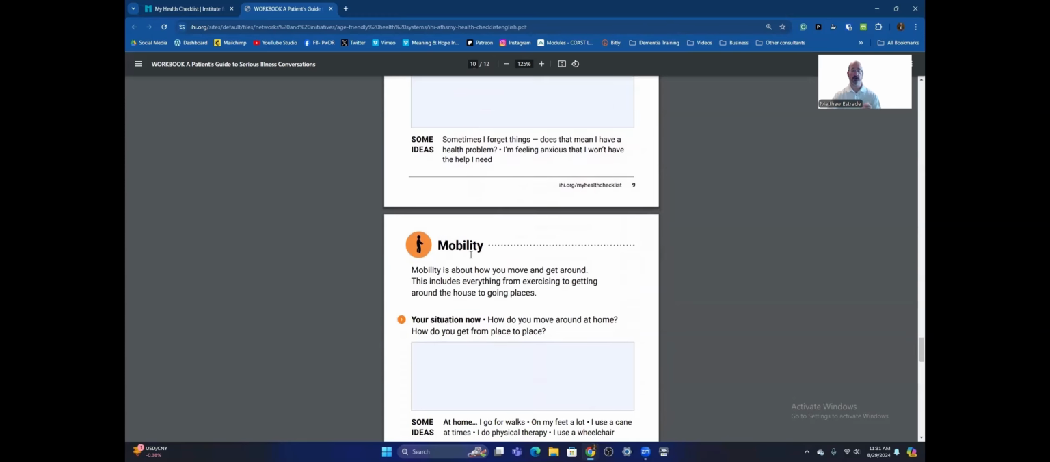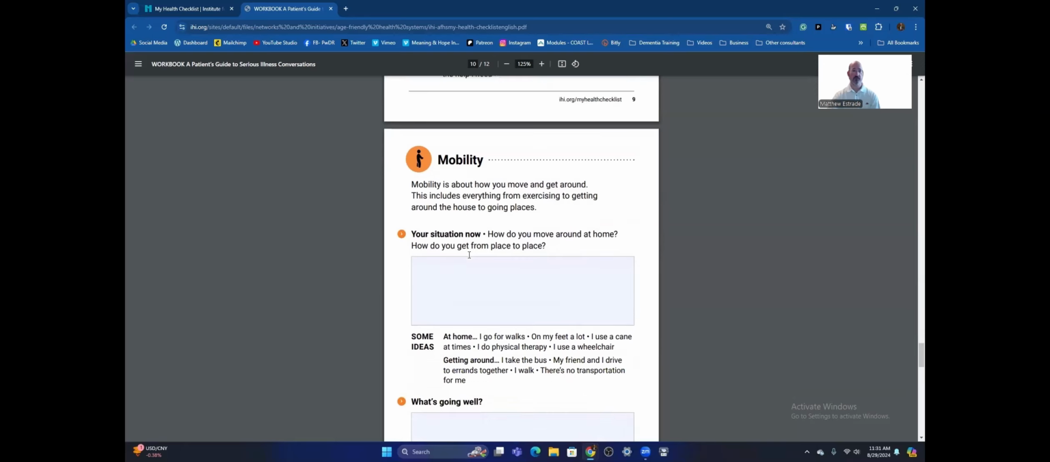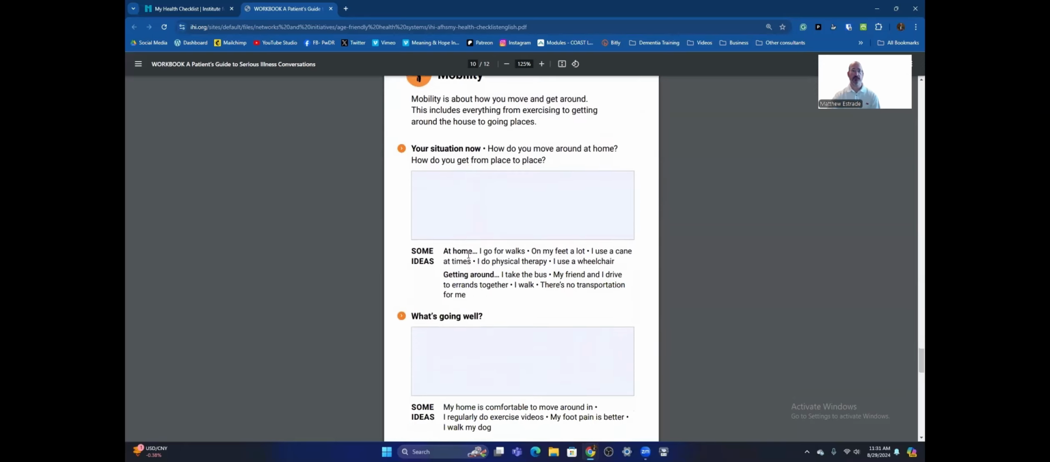All right, so we've done what matters. We've done medication. We just finished mind, and we're on the fourth and final M, which is mobility. We define this as how you are able to move and get around. This includes exercise, getting around the house, and even getting places outside of the house.